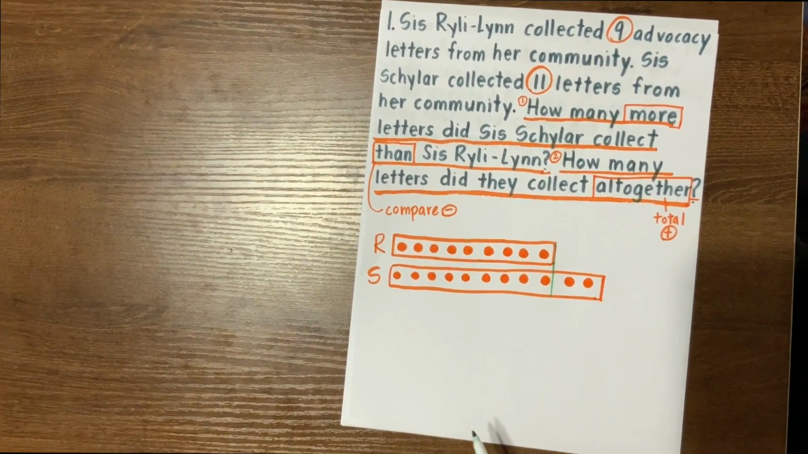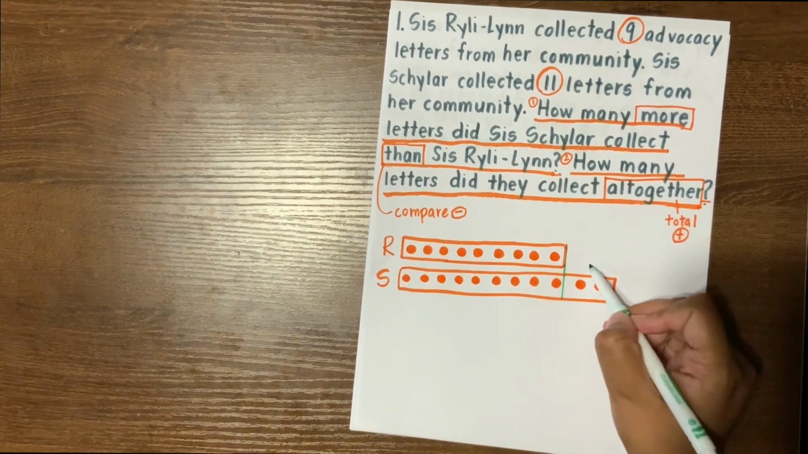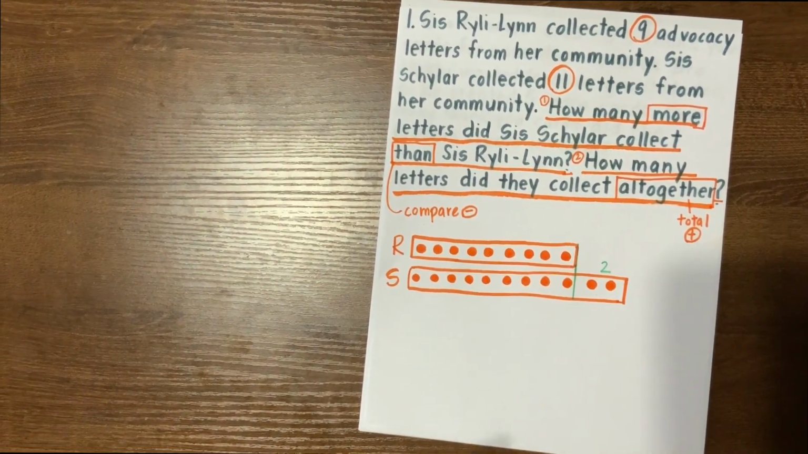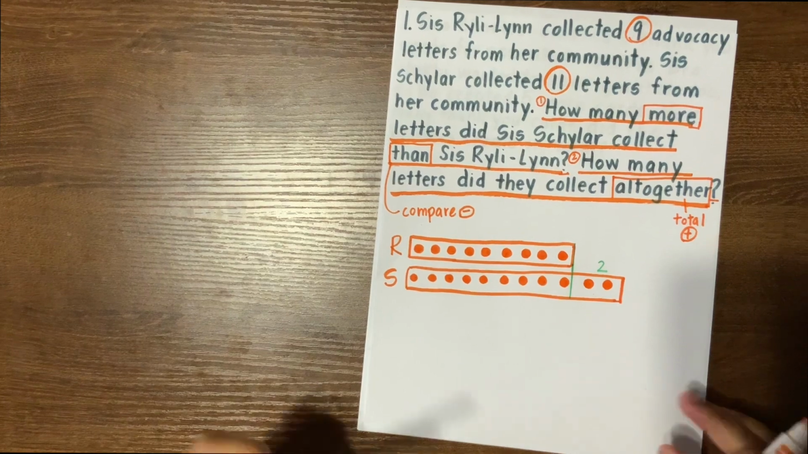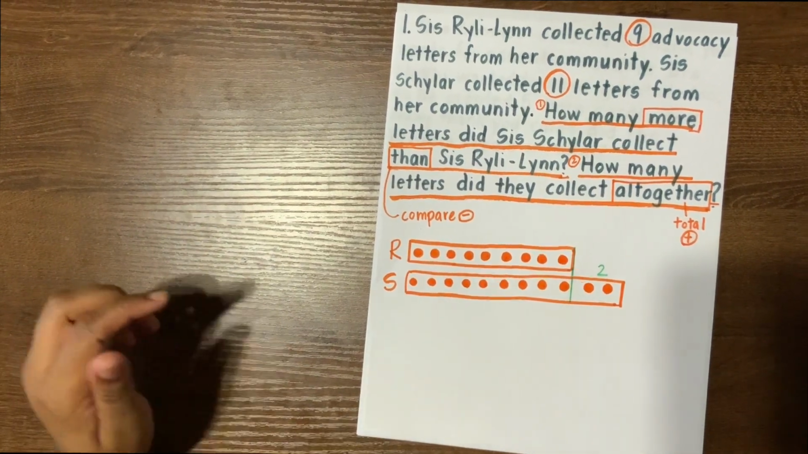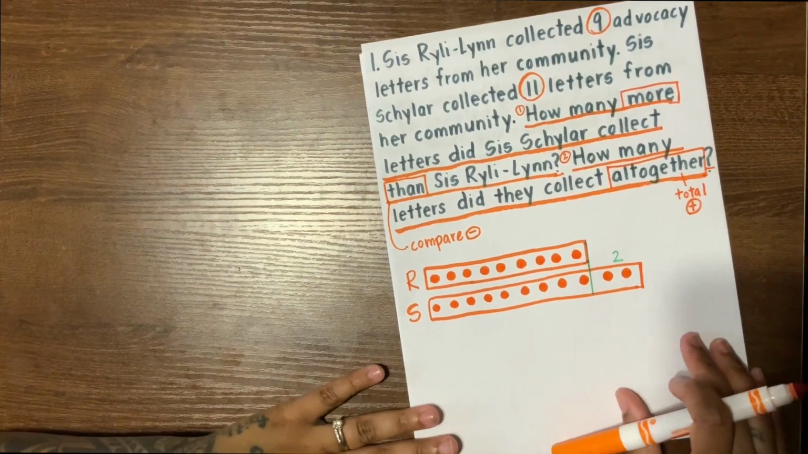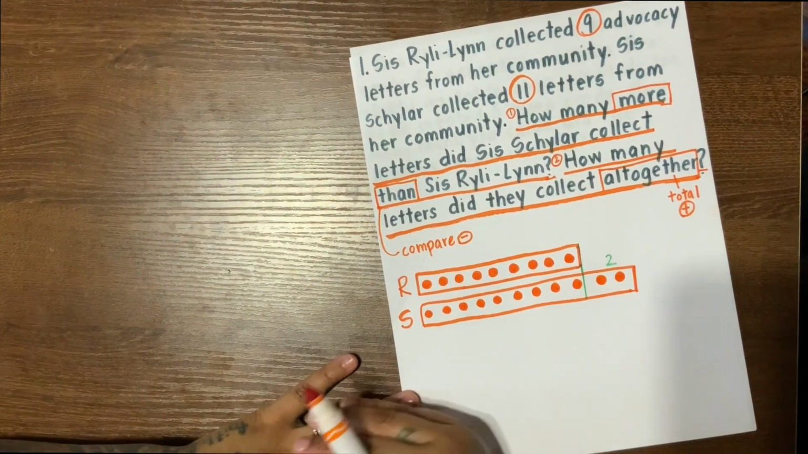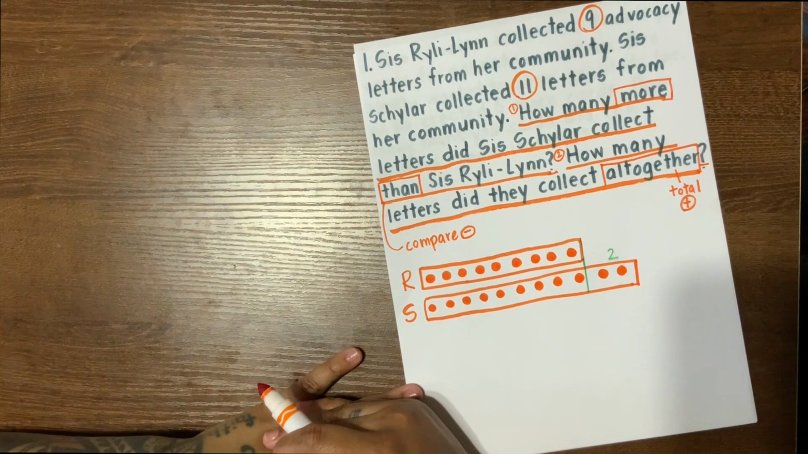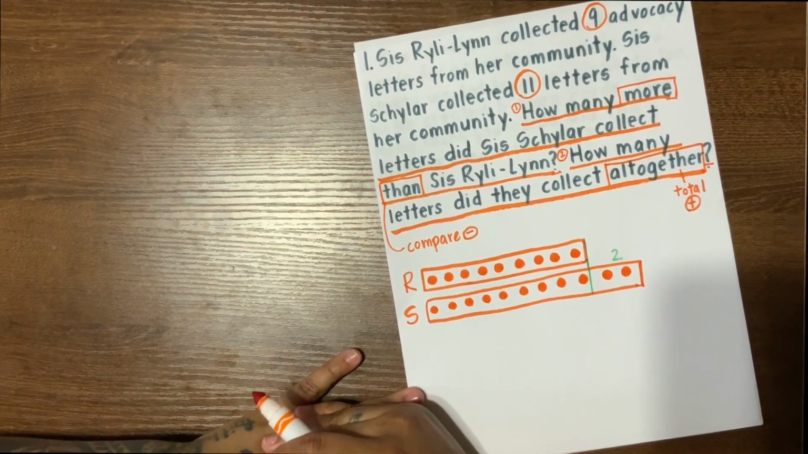How many circles do you say? 2. Very good. And that is the answer to our first question. How many more letters does Sister Skylar collect than Sister Riley? Our answer is 2. So I can go ahead and write a statement, and I can also write a number sentence. Let's begin with our number sentence.